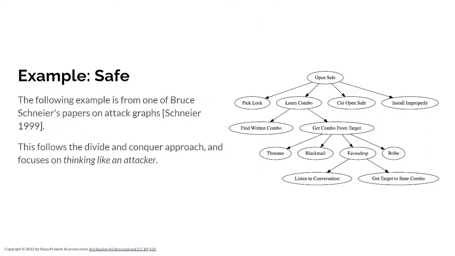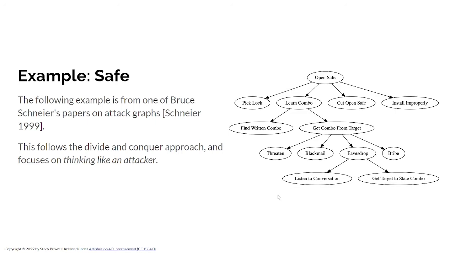This is an example from a paper by Bruce Schneier from 1999, where he gives an example of trying to open a safe. Right? Can I pick the lock on the safe? Can I learn the combination? How would I learn the combination? Maybe I could find it written down. Maybe someone wrote the combination down and stuck it to the safe with a post-it note. Because why not? Maybe I can get the combination from a target, right? So I know someone who knows the combination and I threaten them. Or I blackmail them. Or I bribe them. Or maybe I just eavesdrop. And in a conversation that I'm listening to, they mention it. Or maybe I trick them somehow into using the combination or giving me the combination.